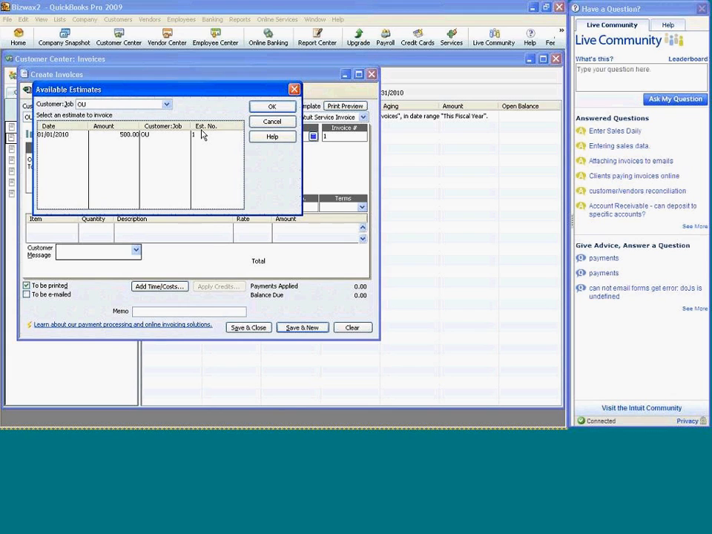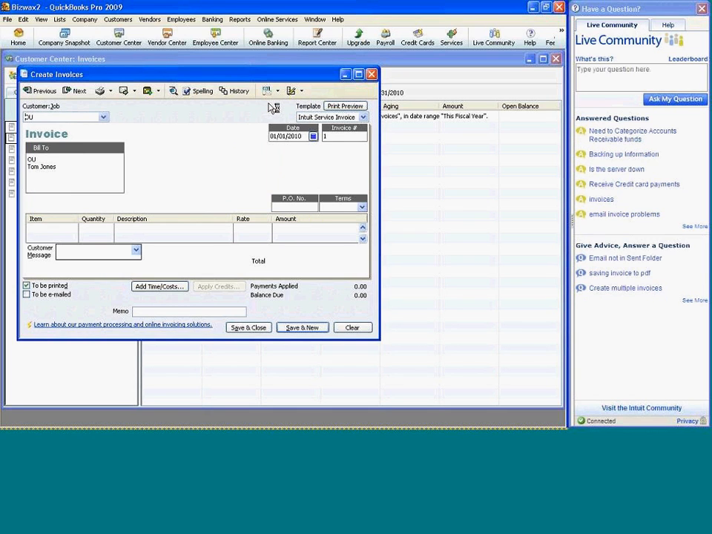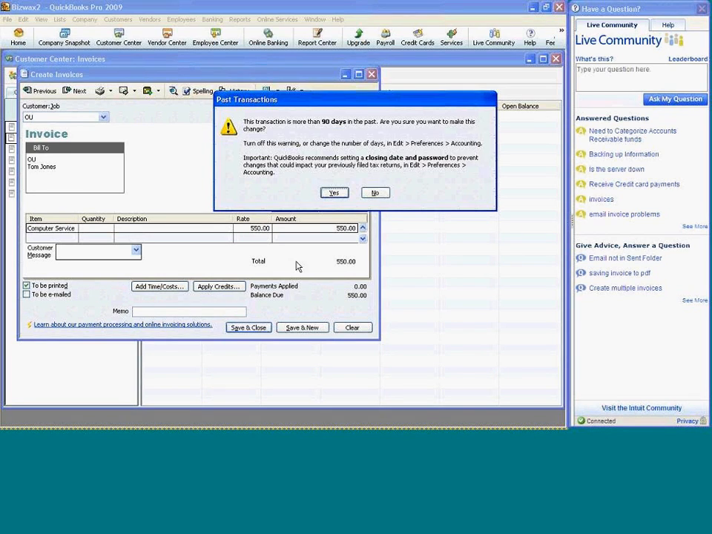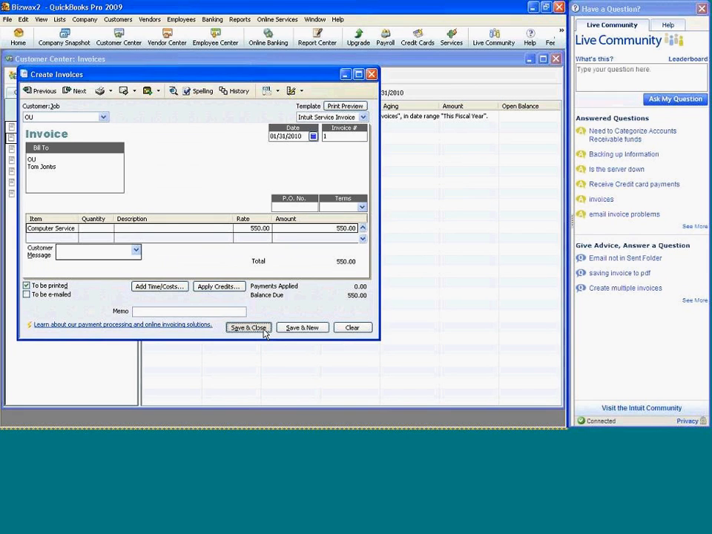And we have a $500 transaction that was done on the, we'll make it on the first of the month. I'll change the date a little bit. We'll say it was done on the last day of the month. It was finished. So this job was done on the last day of the month. We'll say item, computer service is done for $500. Not 5,000, so we'll make it 550. It's not over 90 days.